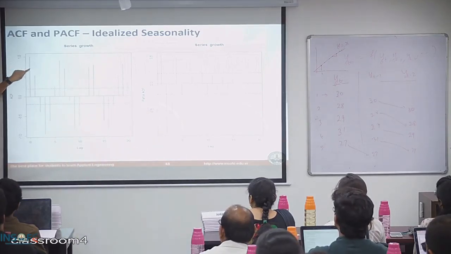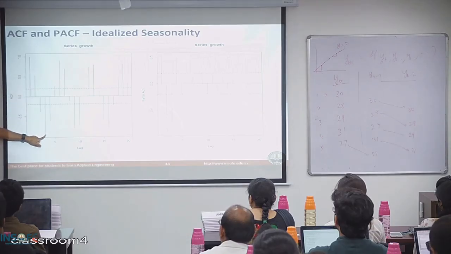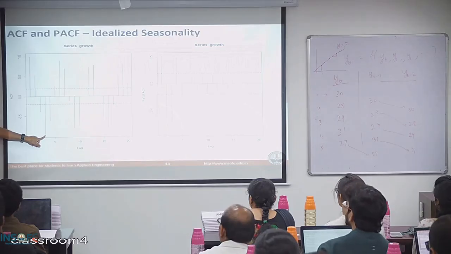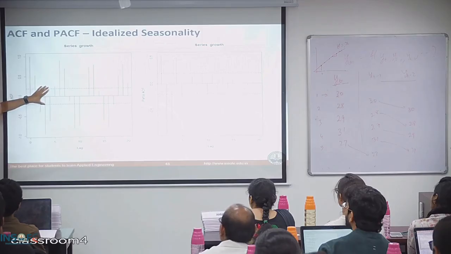This was lag 1. This is lag 0, 1, 2, 3 has a negative peak. What is that telling you? Negative correlation it has, and it's beyond this blue line, so it's significant. Why would you have negative correlation?